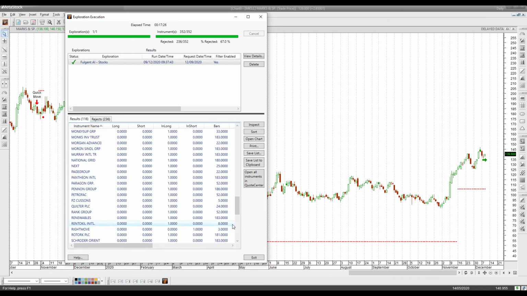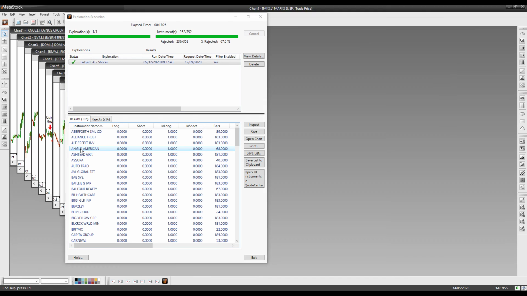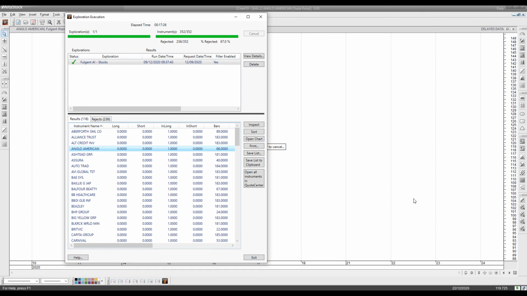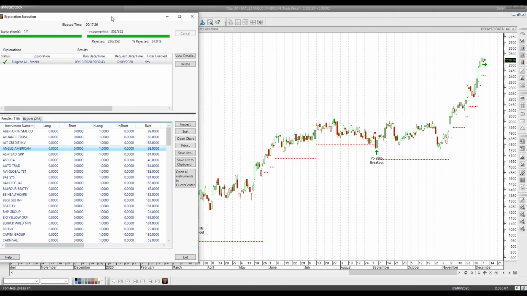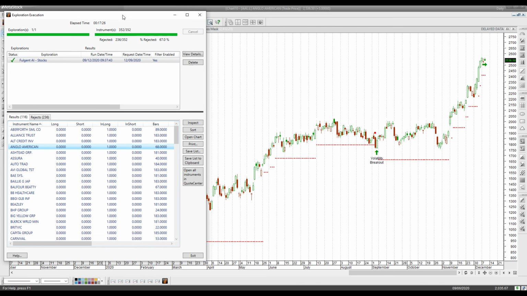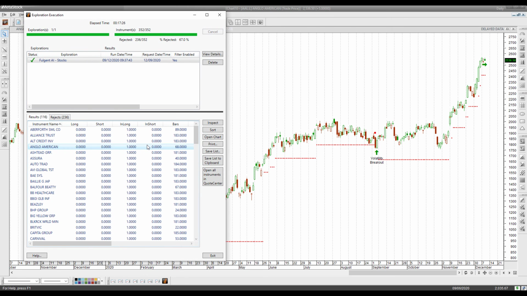We can sort alphabetically. So these are the names. Anglo American, 168 days into a trade, into a long. Still going strong. So as you can see, the AI is really identifying some really great trades out of the FTSE 350, BAE Systems, Auto Trader.